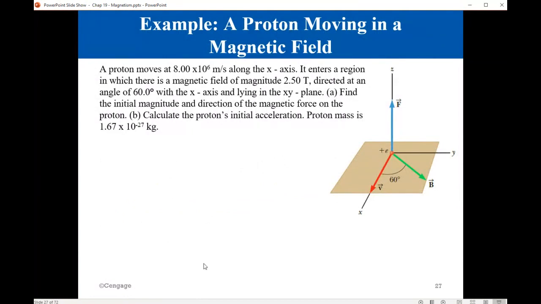Another example: a proton moves at 8 × 10⁶ meters per second along the x-axis. This is the direction of motion for the proton. It enters a region in which there is a magnetic field of 2.5 Tesla directed at an angle of 60 degrees with the x-axis. Find the initial magnitude and direction of the magnetic force on the proton. Calculate the proton's initial acceleration. As usual, proton mass is 1.67 × 10⁻²⁷ kilogram.